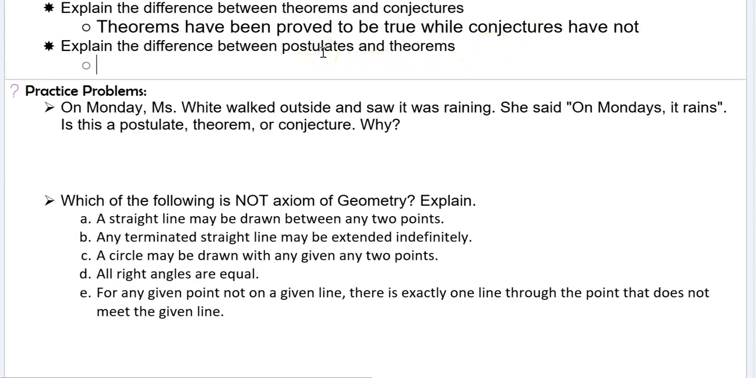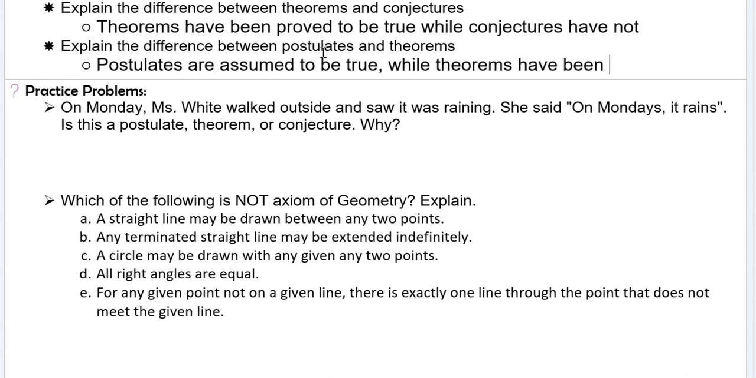What is the difference between postulates and theorems? Postulates are assumed to be true, while theorems have been proven true. So once again, theorems have to be proven. Postulates, on the other hand, are actually assumed to be true. They're so basic that we assume them. And if it has not been told to you that it is a postulate, and you cannot assume it's true, those are going to be our conjectures. If they don't tell you it's a postulate, you're going to go with conjecture.